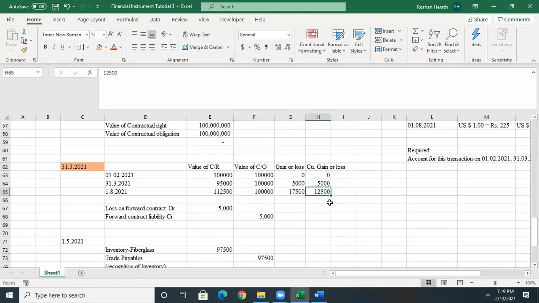It's the cumulative gain or loss. But what you have done from this point, you have come to 95,000. From this 95, now you need to go to 112,500.